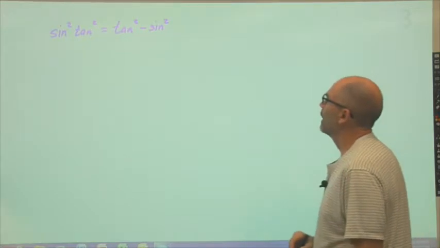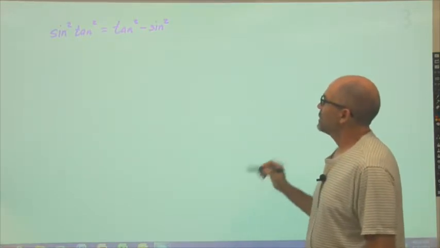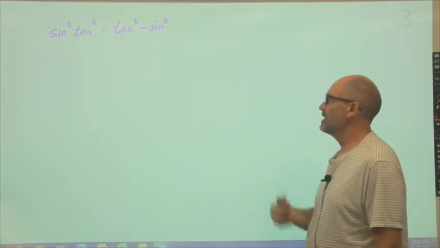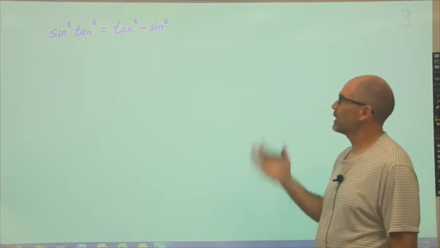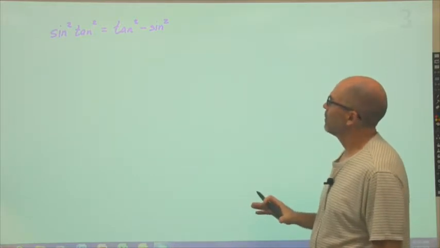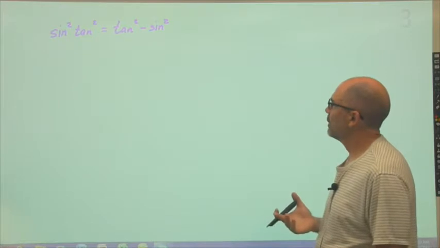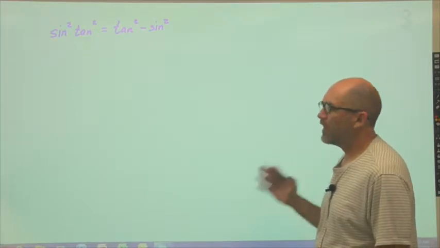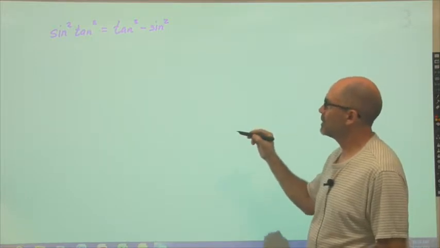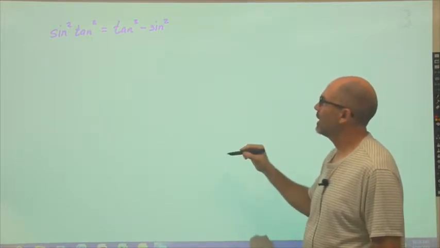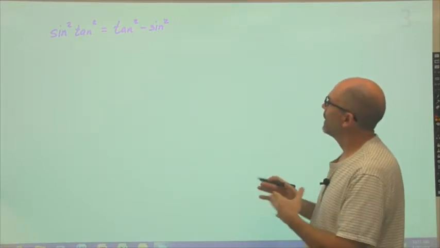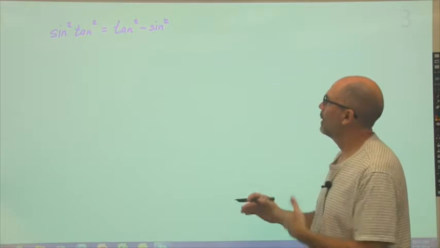Okay, now, sine squared tangent squared equals tangent squared minus sine squared. Now notice I did away with the angles, so we're just going to deal with this notation. So what can I do here? Well, the thing that occurs to me is if I change the tangent into sine over cosine, then I'm going to have the same thing on both sides. So let's try that.